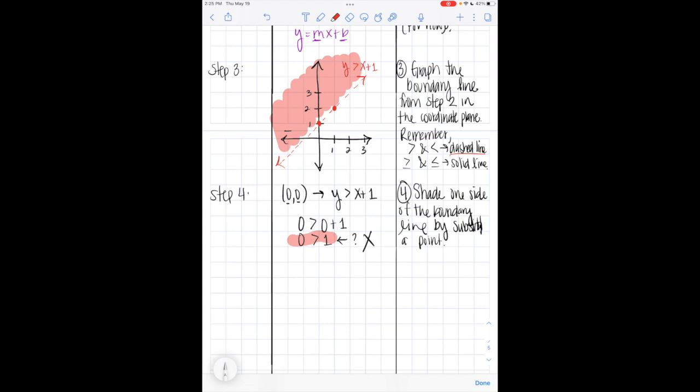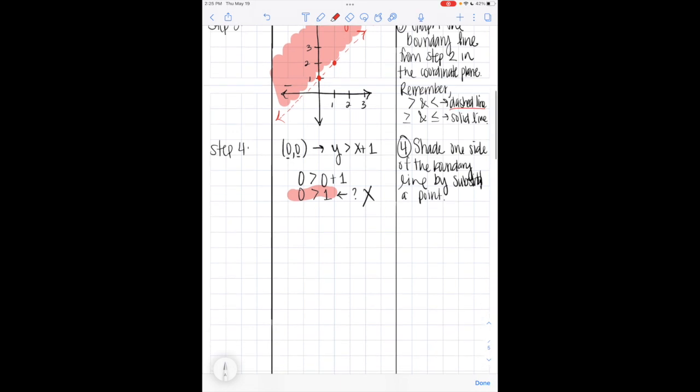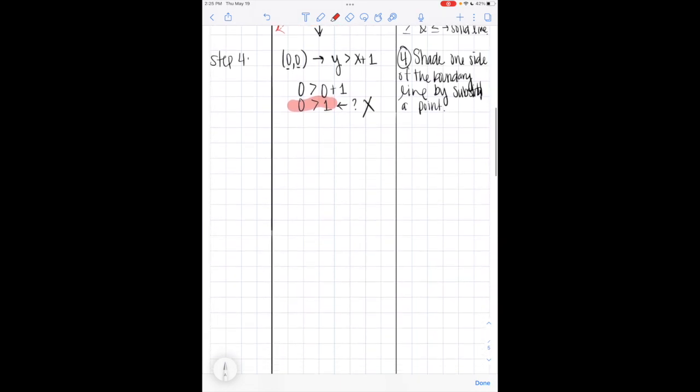Let me show you another quick example so that it makes sense. We're not gonna write all the steps again. We're just gonna try to follow them. So let's go ahead and use example 2. And we're going to have y is greater than or equal to 2x minus 5. So remember, step 1 was to isolate y, which is already isolated.